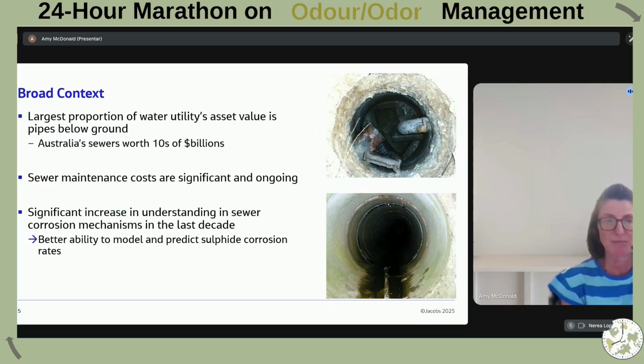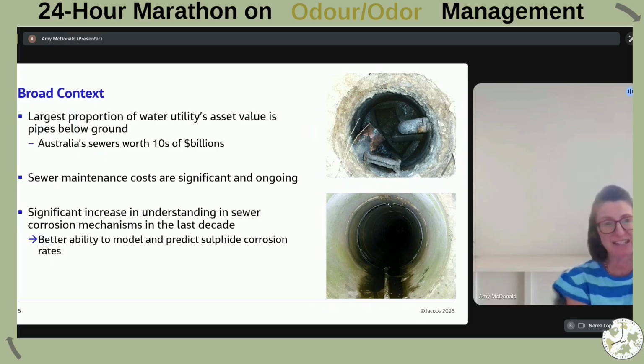So the largest proportion of a water utility's asset value is in their pipes below the ground. Sydney Water alone has 27,000 kilometres of sewer pipes and 695 pump stations. And in Australia, there's greater than 110,000 kilometres of sewers. And these are worth tens of billions of dollars. So as you can imagine, sewer maintenance costs are significant and ongoing.